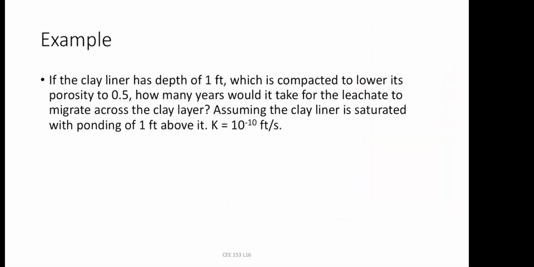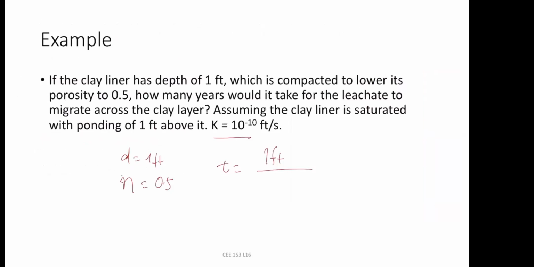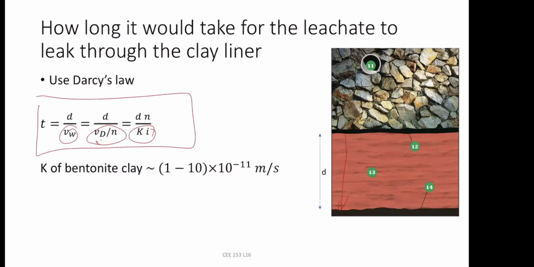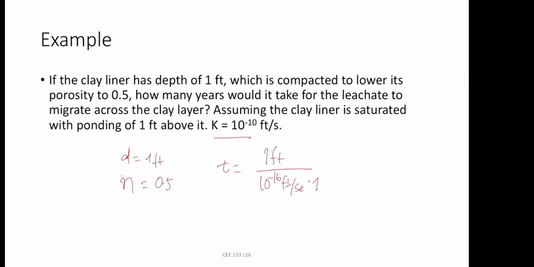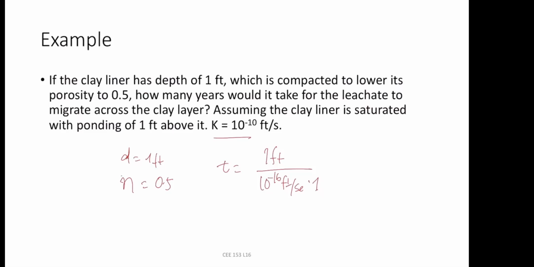So if the clay liner has a depth of 1 foot, so d is 1 foot, and the porosity is 0.5, how many years will it take for the leachate to migrate across the clay liner? And k is given. So again, the time would be distance, 1 foot, divided by k, which is 10 to the minus 10 feet per second, times i, which is 1 because it's a vertical downward gradient, times porosity, 0.5.